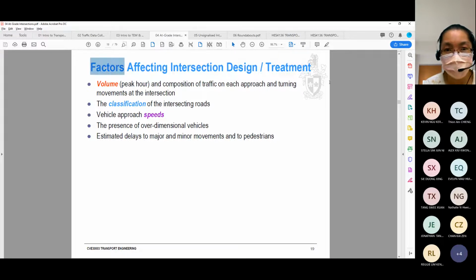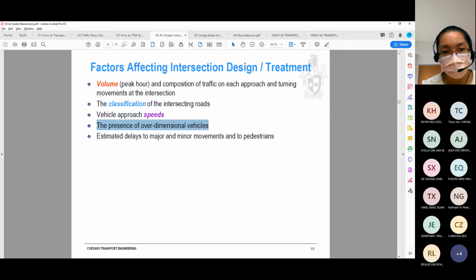What are the factors affecting your intersection design or treatment? It would depend on, back again to the objective just now, safety and capacity. So in terms of capacity, we look at the number of volumes, composition of traffic on each approach, the classification of the intersecting roads. All right, so this is also designing for capacity, and then the speeds. This will be for safety. Vehicle approach speed will be designing for safety.